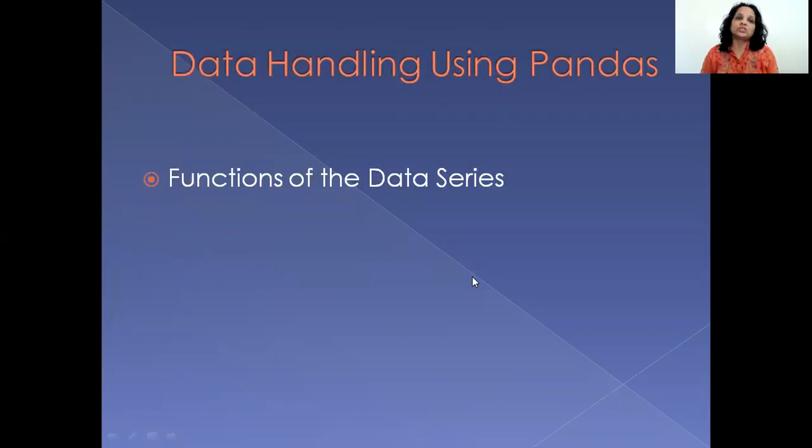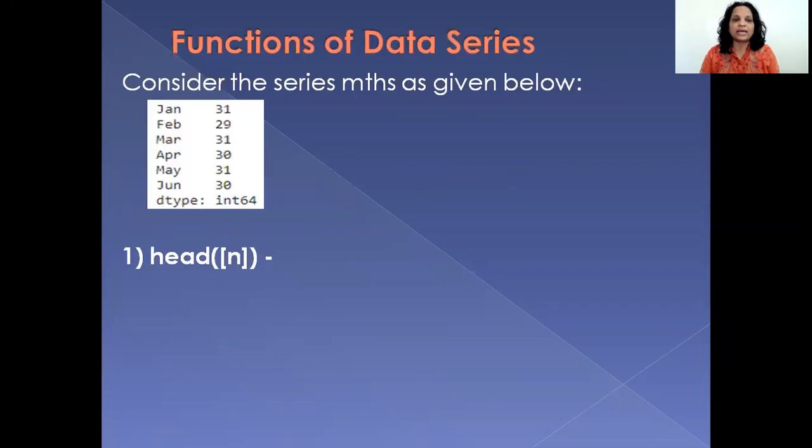The first function is a function named head. Now, what does this function do? This function basically displays to you or returns to you the first n elements of your series, if you specify the value of n. If you do not specify the value of n, then it returns the first 5 values in the series.